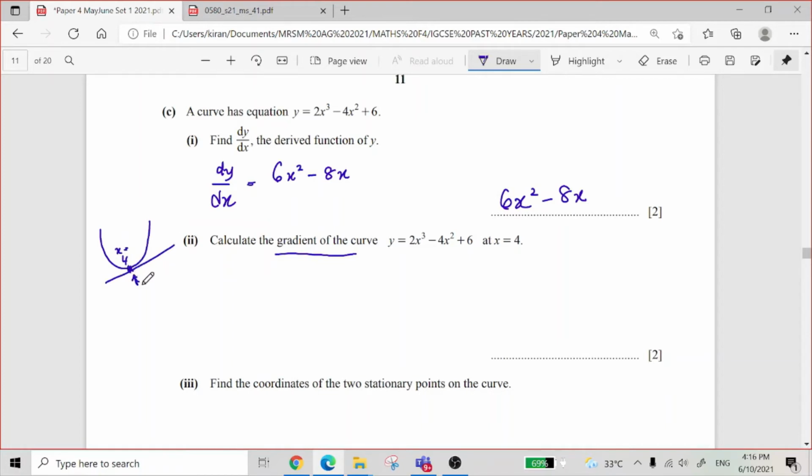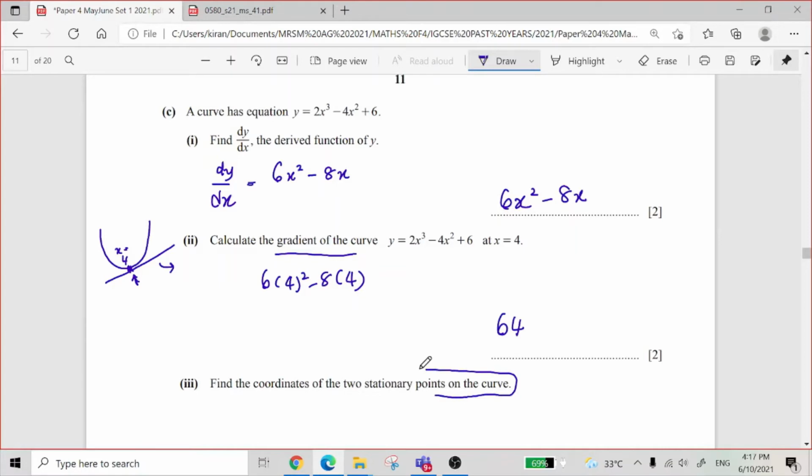Okay, we calculate the gradient of the curve. So when you differentiate a curve, you will get its tangent. Okay, so you can calculate its gradient. So we substitute 4 squared here, minus 8 times 4. Okay, and then 16 times 6, minus 32. So we get 64. That is the gradient.